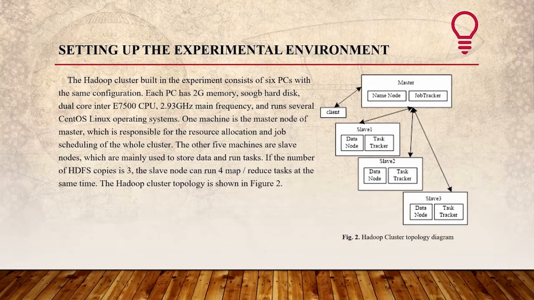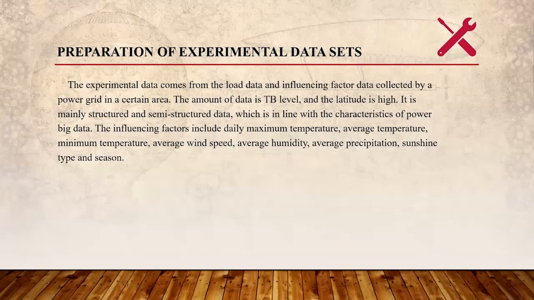The Hadoop cluster built in the experiment consists of 6 PCs with the same configuration. Each PC has 2 GB memory, a hard disk, a dual-core Intel i7-500 CPU, 2.93 GHz main frequency, and runs CentOS Linux operating system. One machine is the master node, which is responsible for the resource allocation and job scheduling of the whole cluster. The other 5 machines are slave nodes, which are mainly used to store data and run tasks. If the number of HDFS copies is 3, the slave node can run 4 MapReduce tasks at the same time. The Hadoop cluster topology is shown in Figure 2.